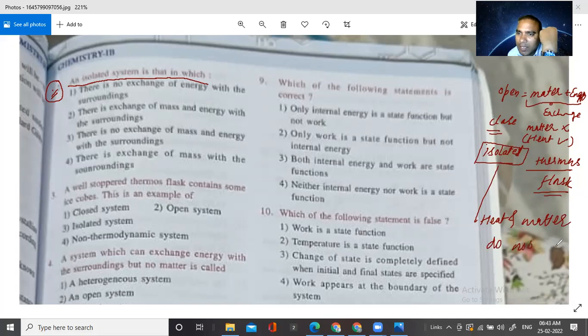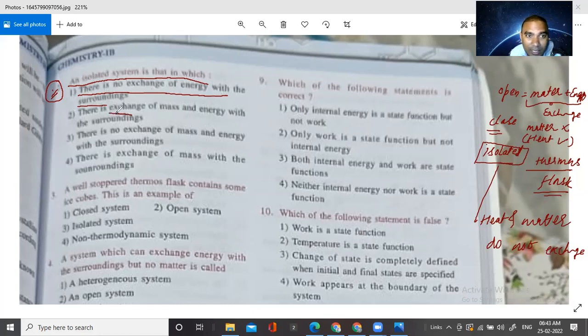Do not exchange. So now we need to find out which option is correct. There is no exchange of energy with the surrounding. They are talking about no exchange of energy. The first option, only energy. Second option, there is exchange of mass and energy.